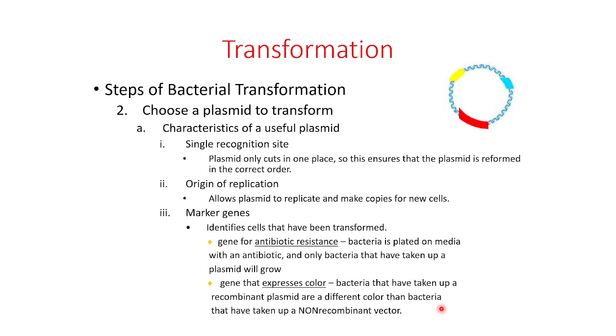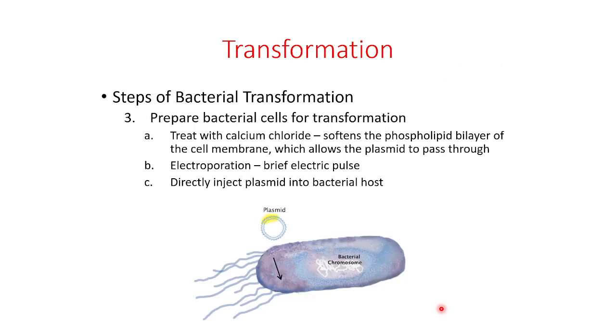So genes for the antibiotic resistance: the bacteria are first plated on the media with an antibiotic, and only bacteria that have taken up the plasmids will grow. Then genes that express color: the bacteria that have taken up the recombinant plasmid are of a different color than the bacteria that do not take up the non-recombinant vector.